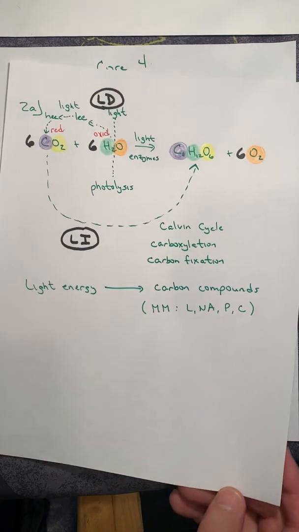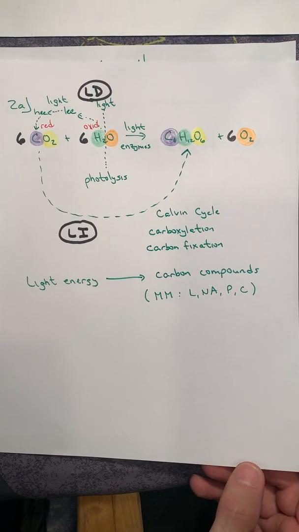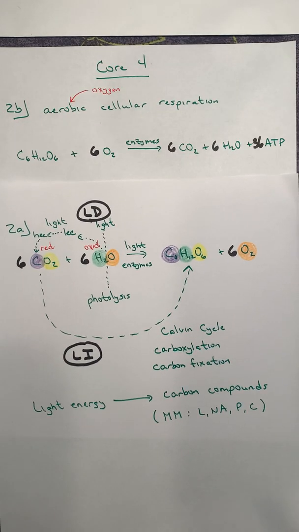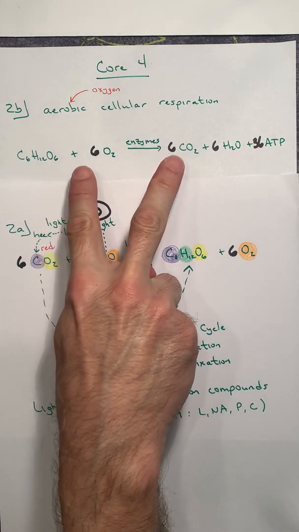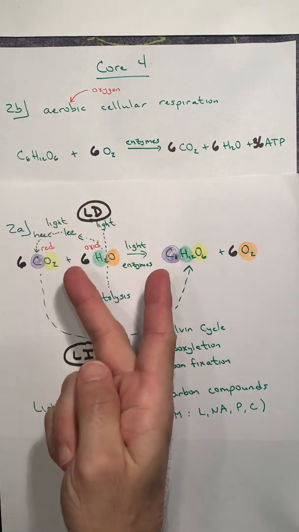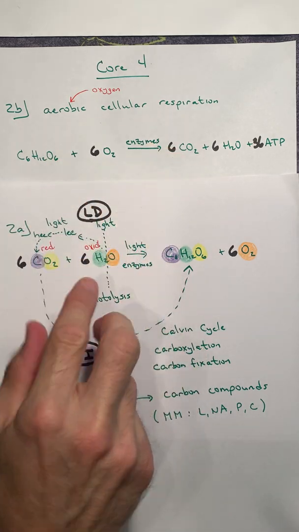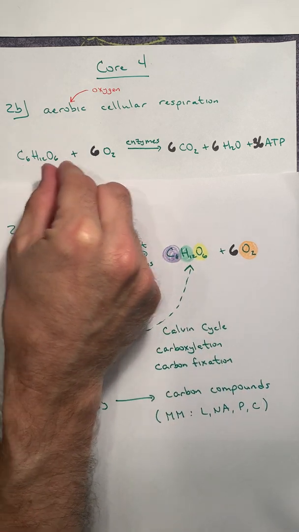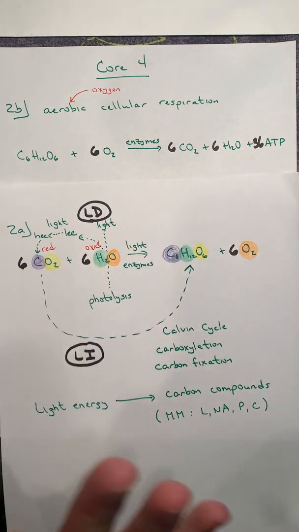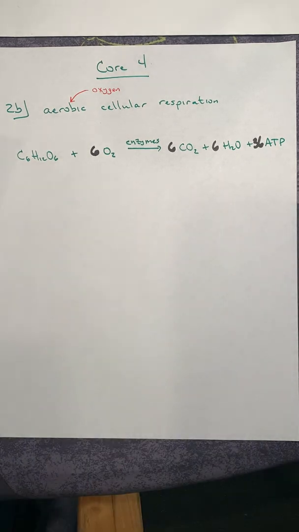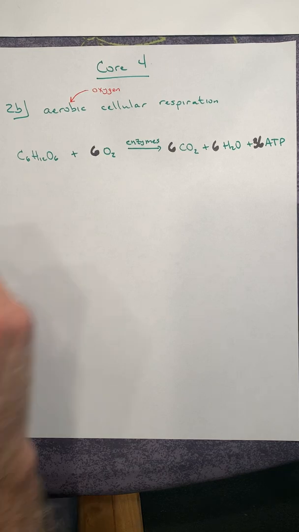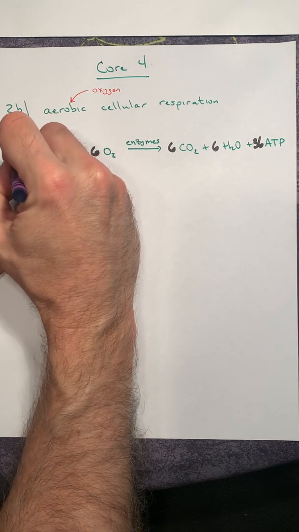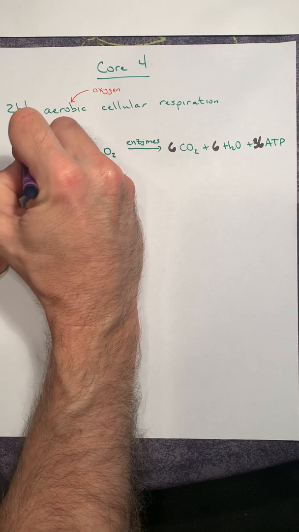Now, the same colors that are here, we have to use those same colors here, because all cell resp really is photosynthesis backwards. In photosynthesis, you're putting the molecules together, and in cellular respiration, you're ripping them back apart. All cellular respiration is photosynthesis backwards, okay? So I'm going to use the same colors here. Don't forget, matter cannot be created nor destroyed.